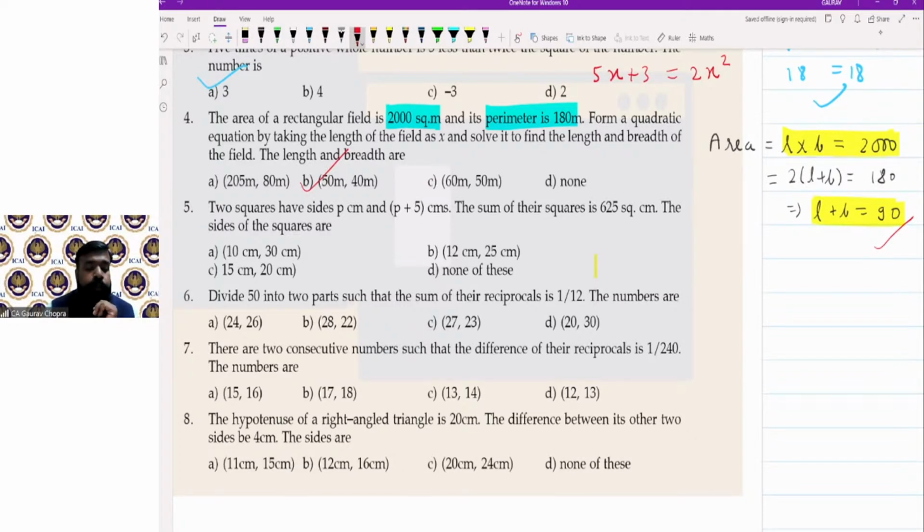सो क्लियरली ऑप्शन नंबर 1 इज रॉन्ग, ऑप्शन नंबर 2 is wrong. Option number C में difference is 5, right? Now check the second condition. Sum of their squares is 625. So 15 square 225, 20 square 400, and the total is 625. So conditions are verified. Option number C is correct.